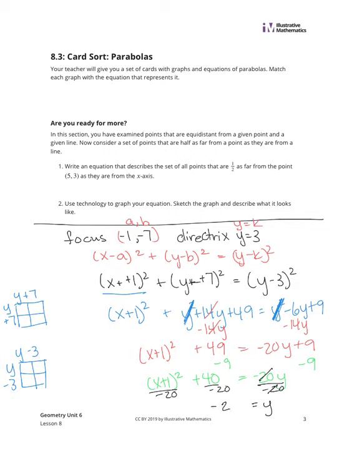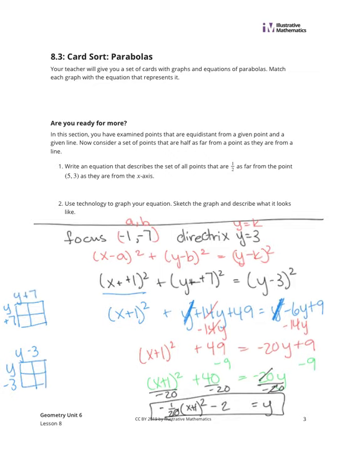And then again, I'm not going to write my (x plus 1) squared divided by negative 20. I don't want it that way. I want to write it instead as something times (x plus 1) squared. So instead of dividing by negative 20, I'm going to multiply by the reciprocal. That's negative 1 over 20 times (x plus 1) squared. So this is another example, just like the last one.